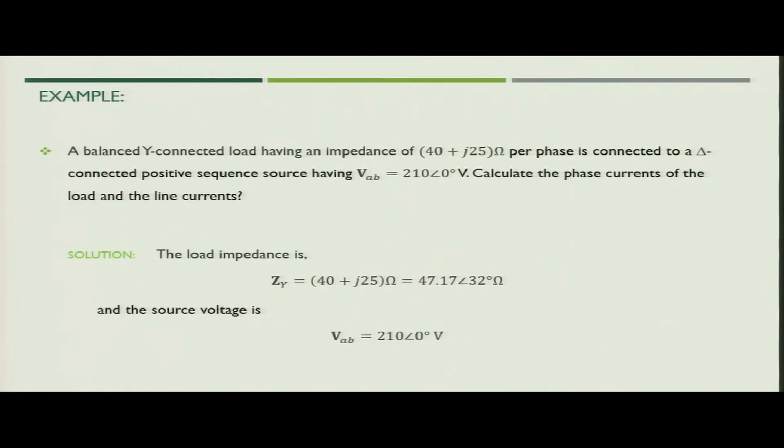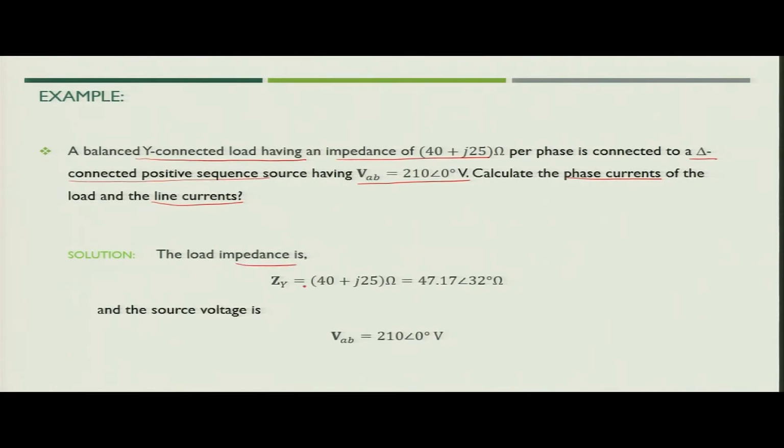Now, let us take one example. Suppose a balanced star connected load having impedance of 40 plus j25 ohm per phase is connected to a delta connected positive sequence source having VAB equal to 210 angle 0 degree. We need to calculate the phase currents and line currents.